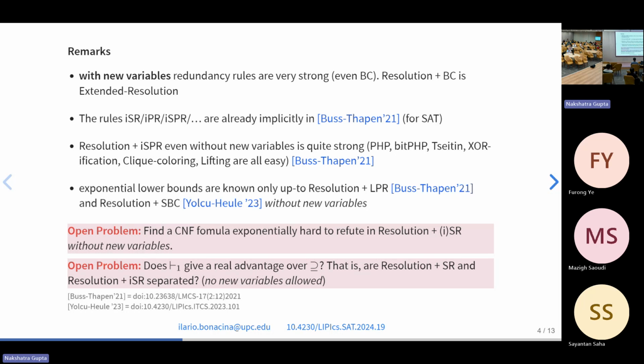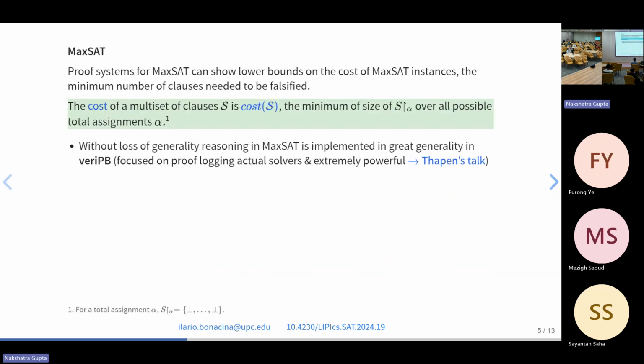Now, this is about the redundancy for SAT, and now I want to say something about MaxSAT and MaxSAT resolution and how to use this in that context. So the first thing to recap: MaxSAT. We have a proof system for MaxSAT that can show lower bounds on the cost of MaxSAT instances, the minimum number of clauses needed.